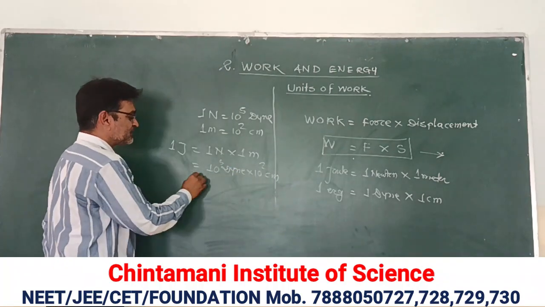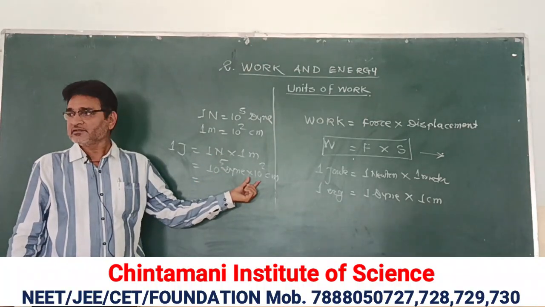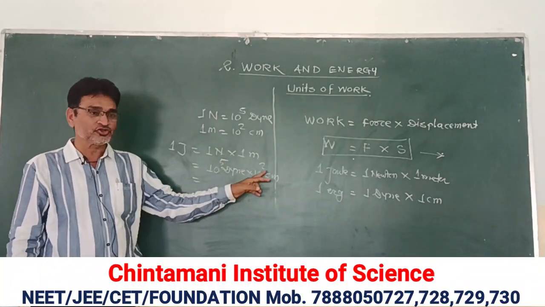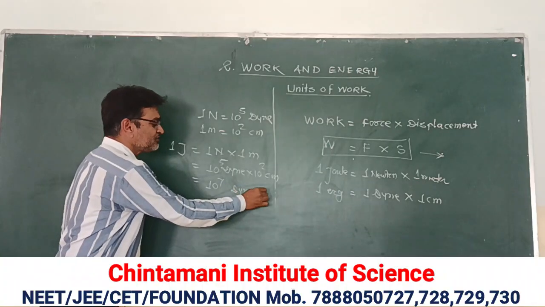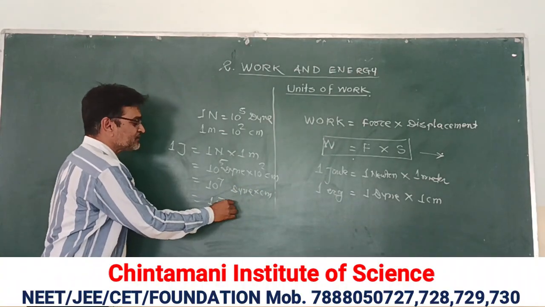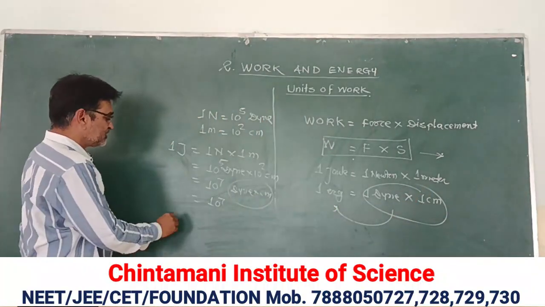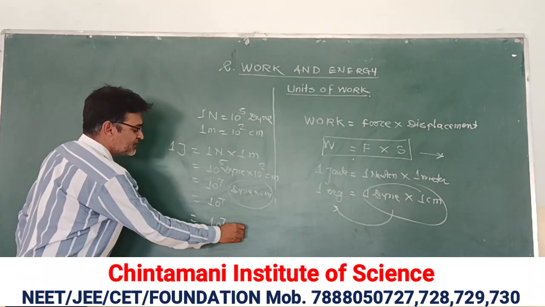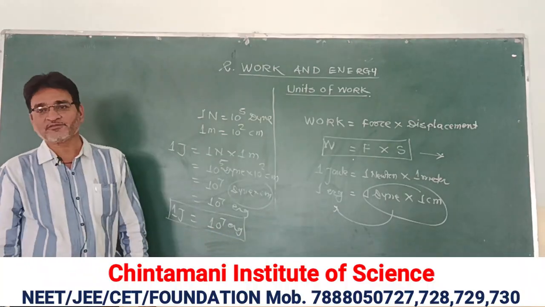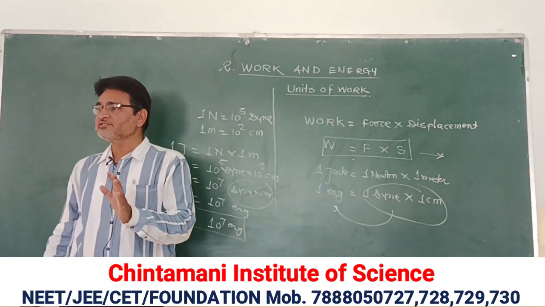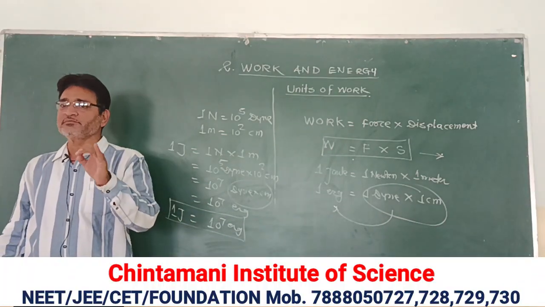That is 100 centimeter. Now according to your mathematics, when the bases are equal, we add the indices. So 5 plus 2, 7. So 10 raised to the power 7 and the remaining part is dyne into centimeter. Now dyne centimeter is nothing but an erg. So therefore we can write 10 raised to the power 7 erg. So this is the final relation between the units of joule and erg. Do you understand? And this is a very important part as far as our examination is concerned. So everyone be ready for it.